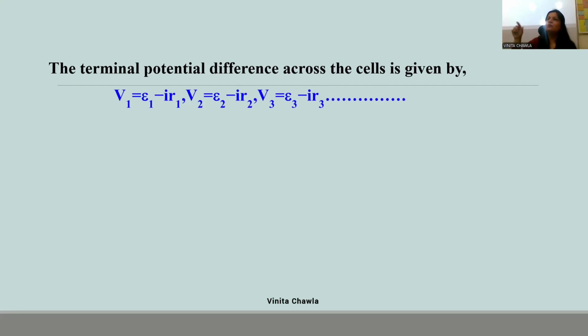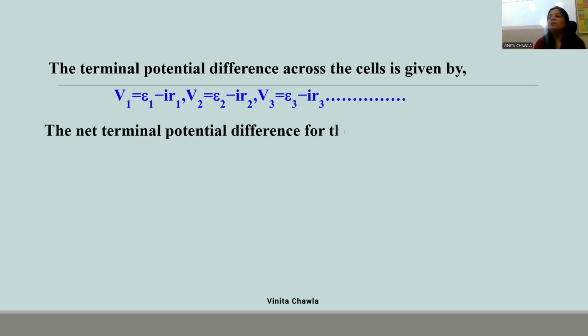So we can write like this: V1 is equal to E1 minus IR1, V2 is E2 minus IR2, Vn is En minus IRn, like this. Okay. So net terminal potential कैसे लिखते हैं? Net terminal potential difference is V is equal to V1 plus V2 to Vn. ऐसे ही करते हो ना? So net terminal potential difference can be written as this.